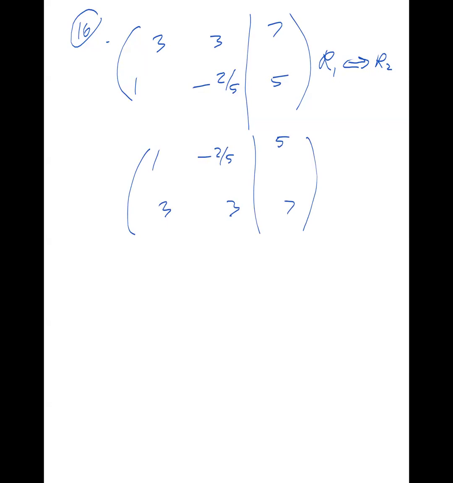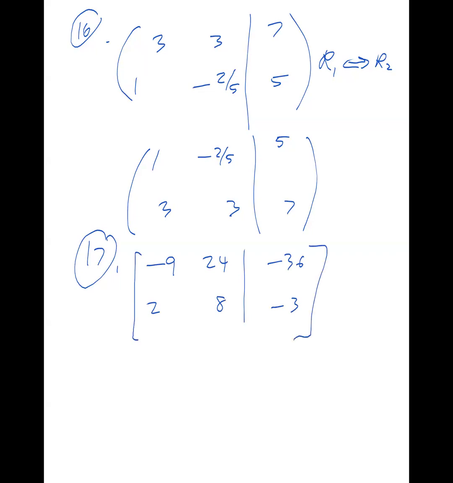Okay, let's do 17. Ready for 17? -9, 24 equals -36, 2, 8, -3. And this time they actually have brackets around it. Whether they have parentheses, brackets, or nothing, and just a line in between, it still represents the same thing. So this is a system of equations: -9x plus 24y equals -36. The bottom one represents 2x plus 8y equals -3.